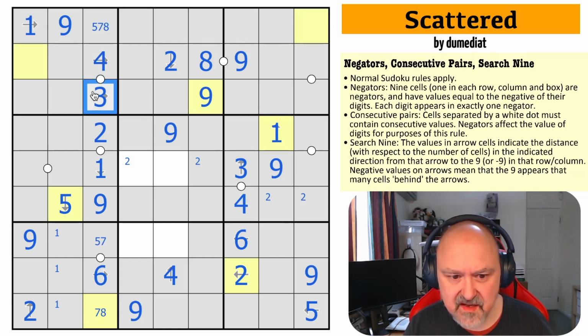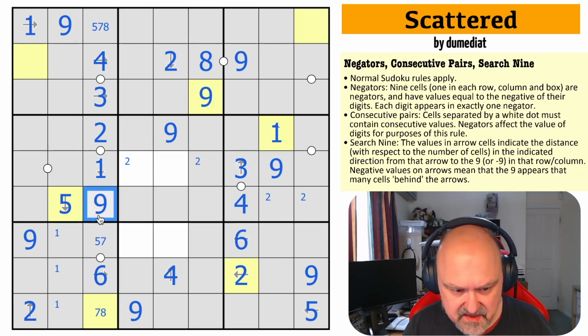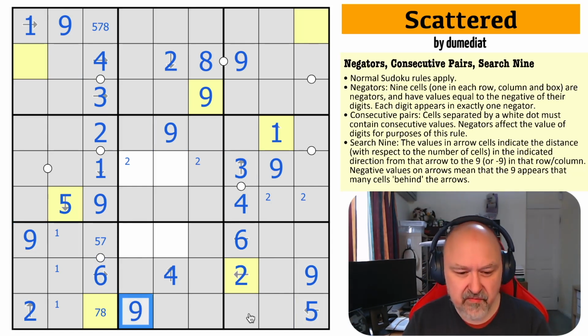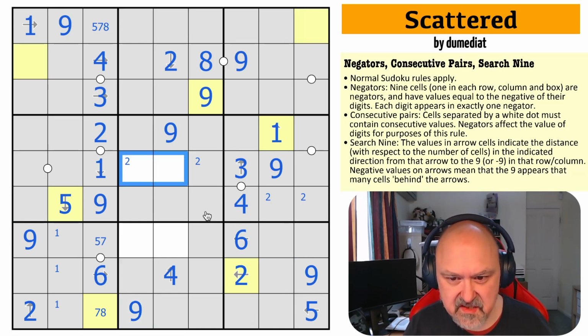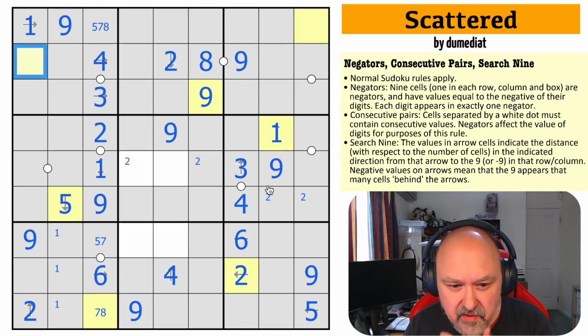But now this is done, this is done, this is done, 1, 2, 3, 4, 5, this is done. All of the arrows seem to be done. So now I've just got to resolve these negators, what these are, and the consecutive dots. Which is kind of cool.